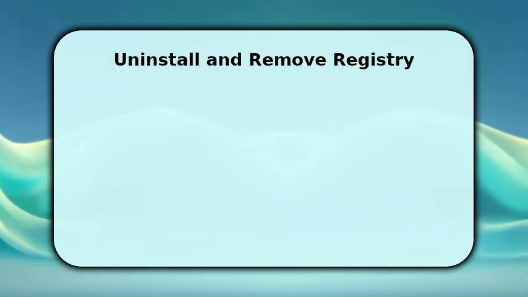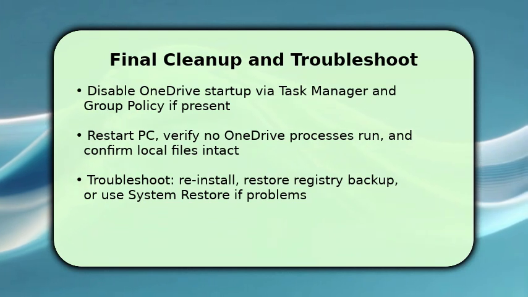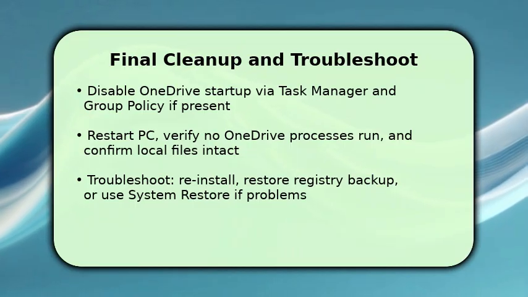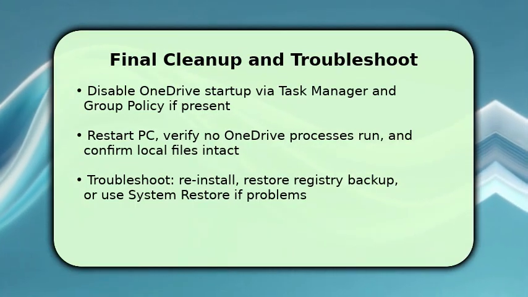Open Task Manager and disable OneDrive in Startup. If group policy applies, set the OneDrive policy to prevent usage. This stops reinstalls via updates. Once done, restart the PC and check Task Manager for OneDrive processes.